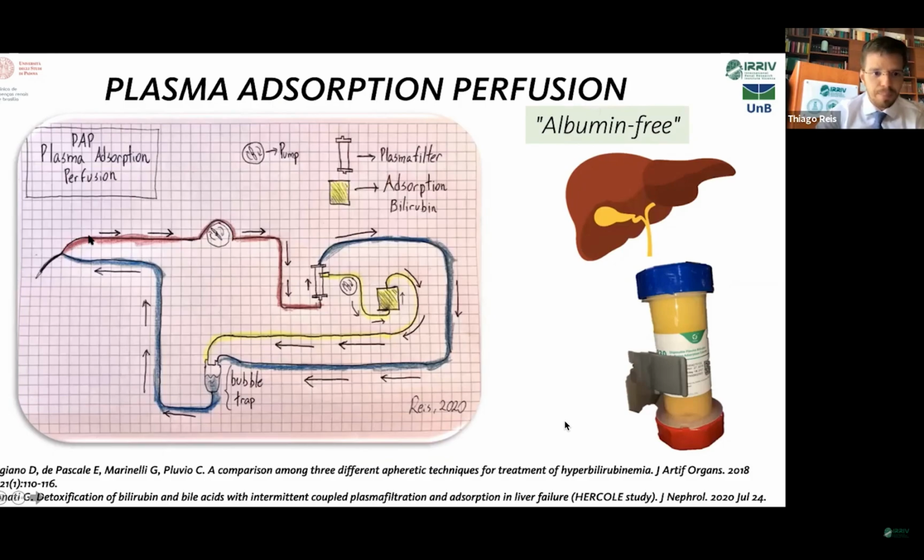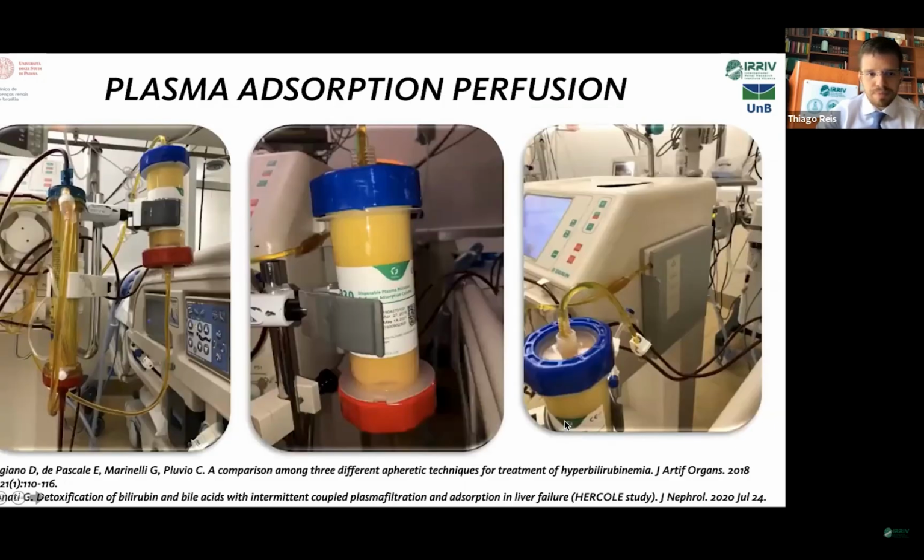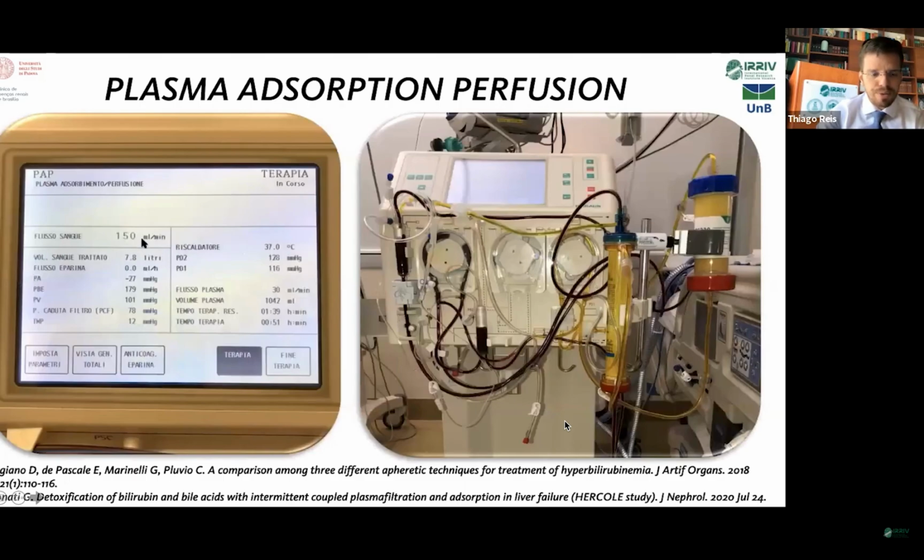The catheter here, the blood passes through the blood pump, and then a plasma filter that directs 30% of plasma through a cartridge, this cartridge here, and then they merge with the rest of the blood in the bubble trap. So here on the left is the plasma filter, in the middle the cartridge, here's the machine, the warmer for the plasma. Here's a representation of the blood flow, 150 ml per minute, and here's the whole circuit.